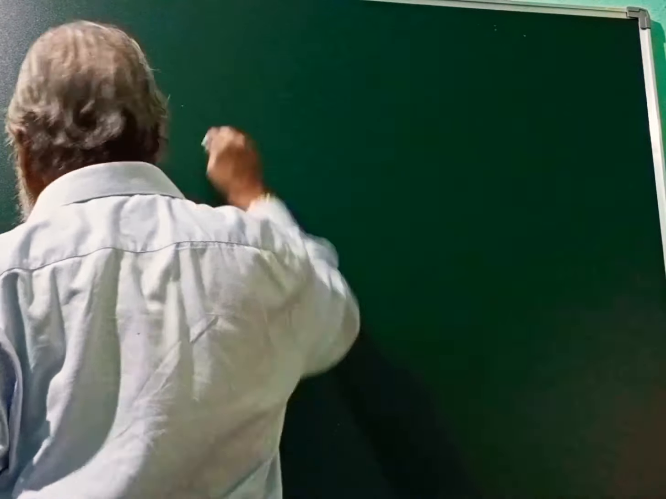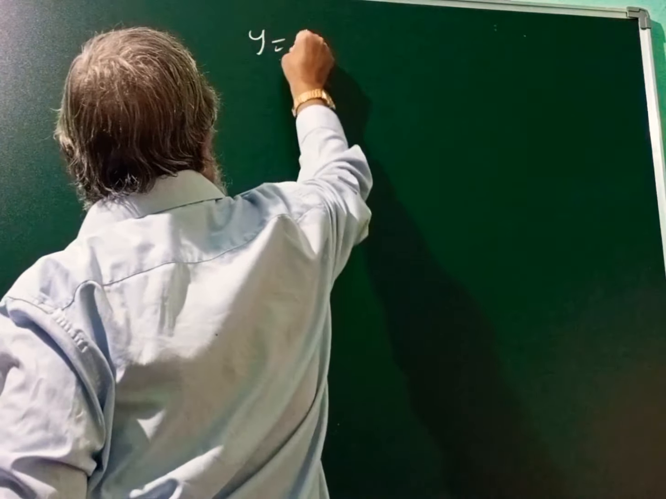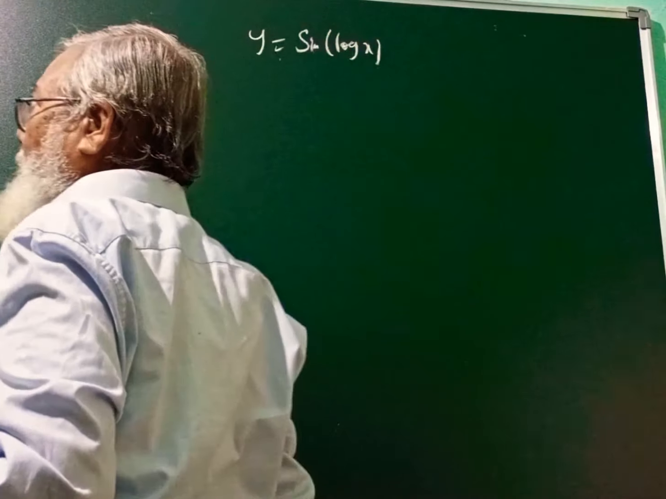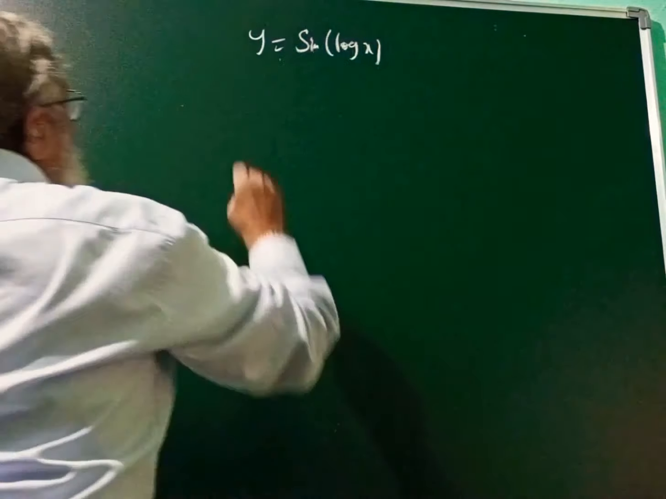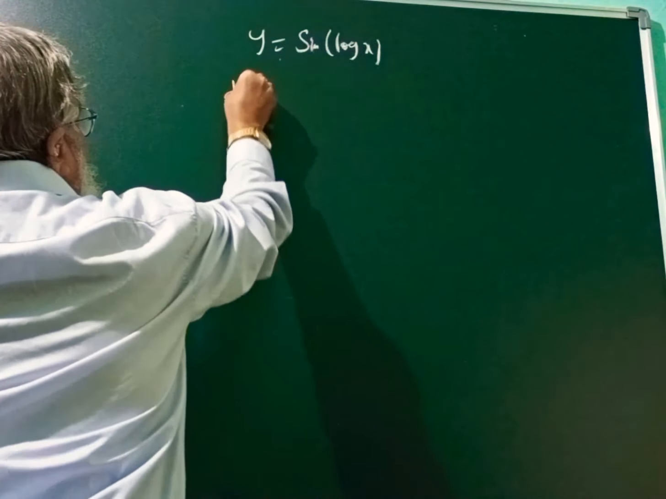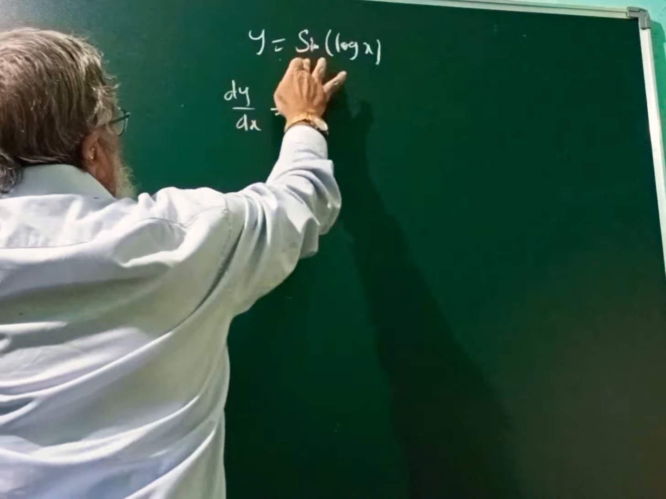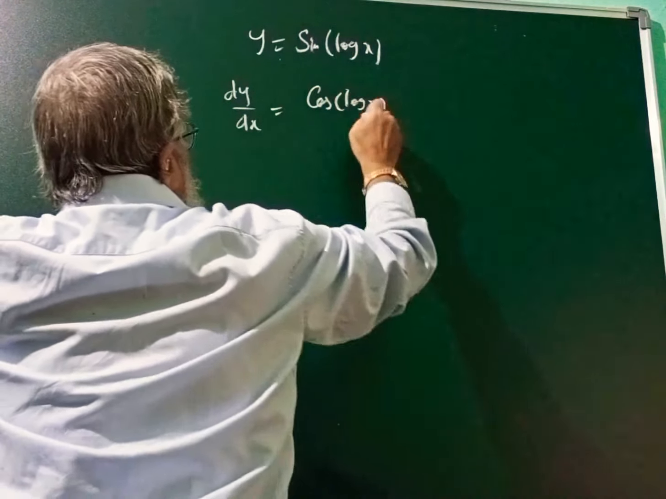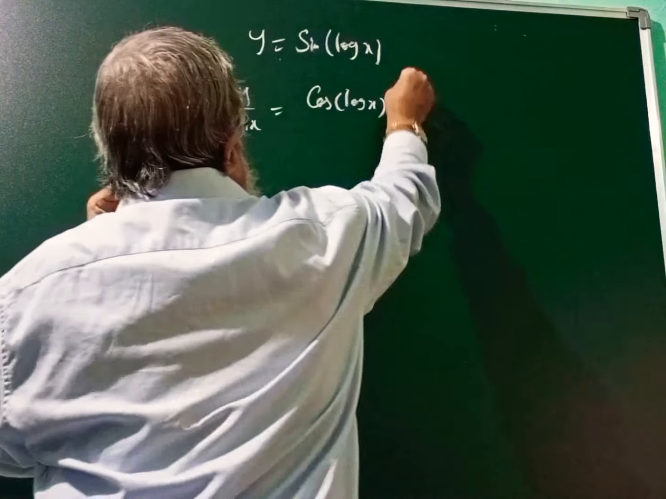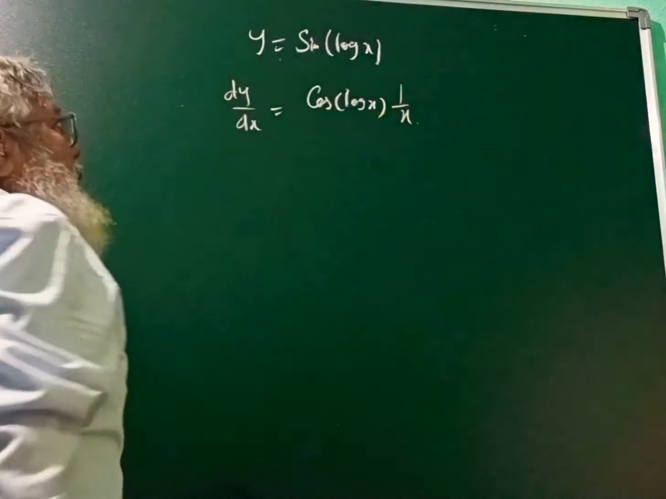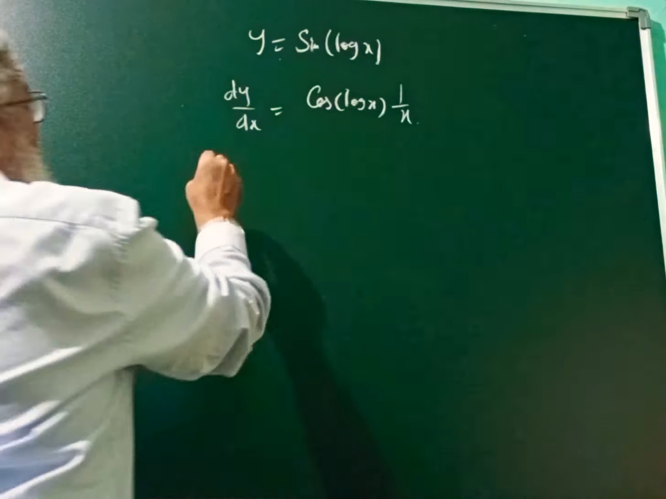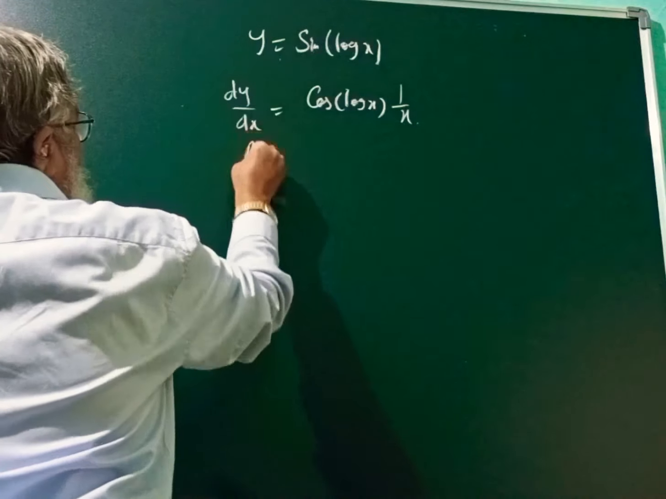Next problem. Find the second derivative of sine of log x. Sine of log x. First differentiation, dy by dx. Differentiation of sine, cos of log x, into differentiation of log x, that is 1 by x. Now one more differentiation we have to do, again differentiating.